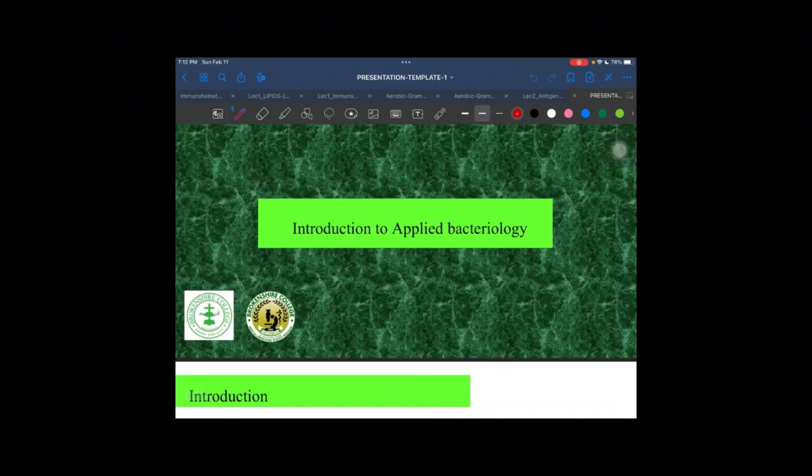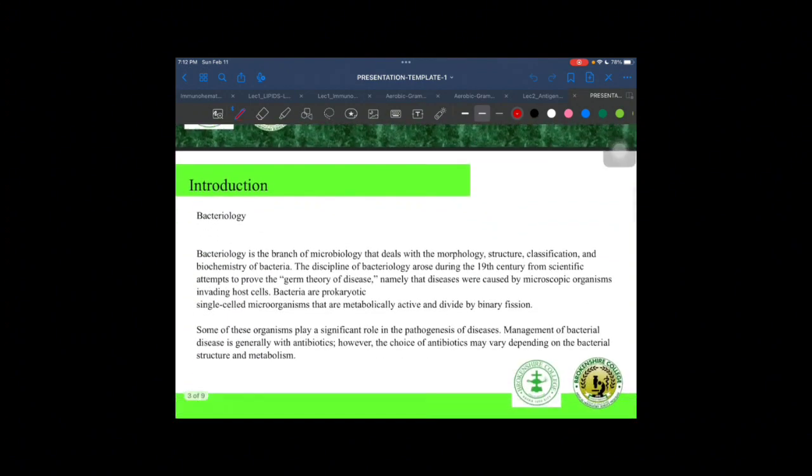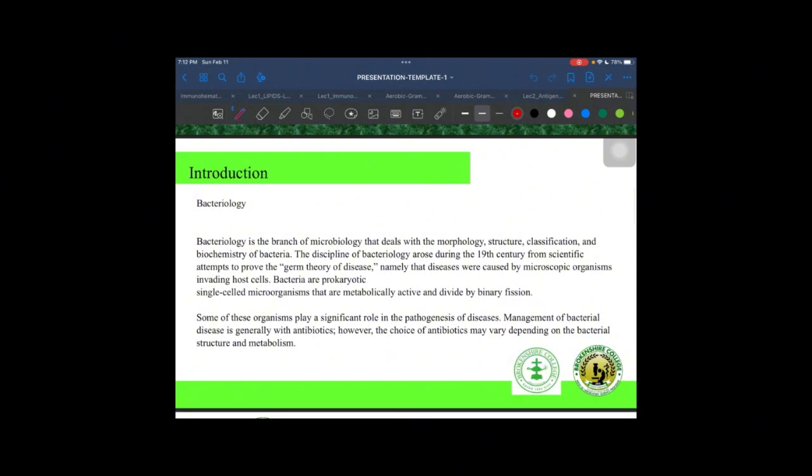Introduction to Applied Bacteriology. So, before we start, what is bacteriology? Bacteriology is the branch of microbiology that deals with the morphology, structure, classification, and biochemistry of bacteria. The principle of bacteriology arose during the 19th century from scientific attempts to prove the germ theory of disease, namely that diseases were caused by microscopic organisms invading host cells.